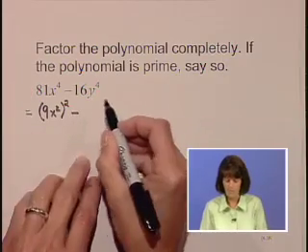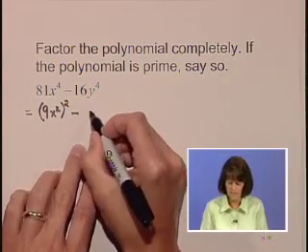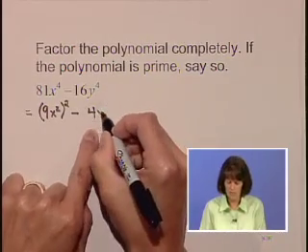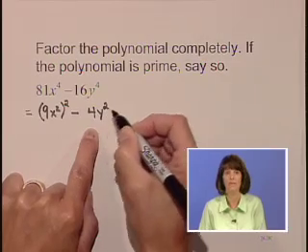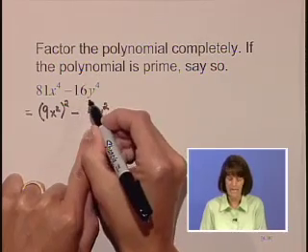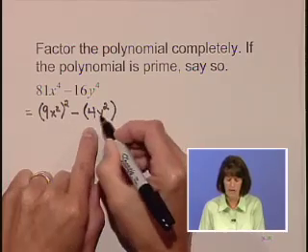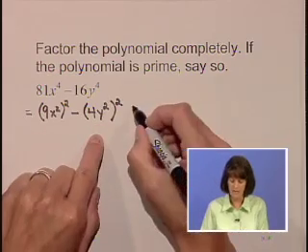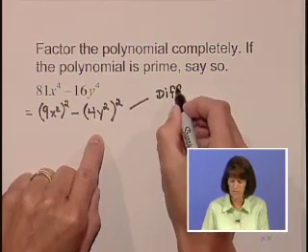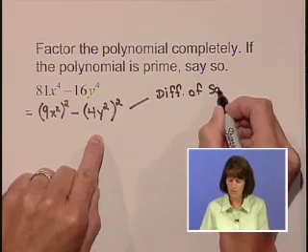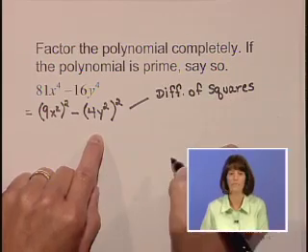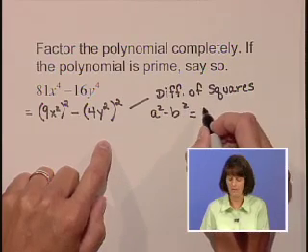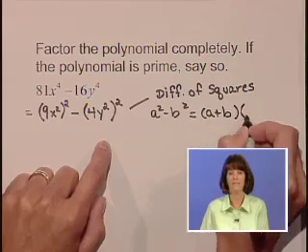Our second term, inspecting it, we notice that the 16 comes from 4 squared, or 4 times 4. That y to the fourth comes from y squared times y squared. And so we can obtain 16y to the fourth by taking this quantity, 4y squared, and squaring it. So we see that we do indeed have a difference of squares, which fits the form. a squared minus b squared factors as a plus b, a minus b.